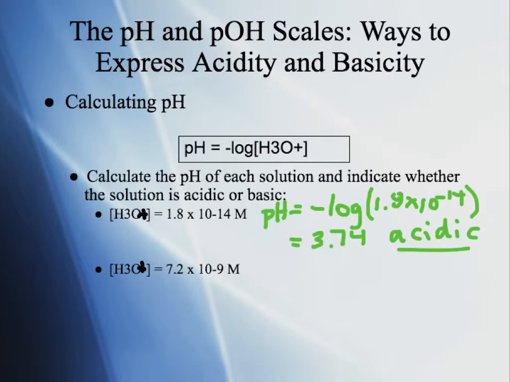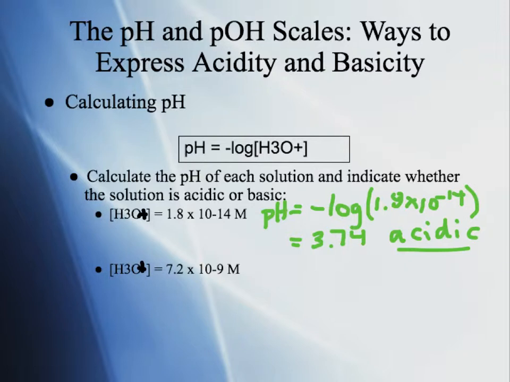Yes, there are ways to solve for logarithms without a calculator, and I'm sure you guys learned that in, like, I don't know, pre-cal maybe. But we're going to use our calculators, so have them handy.